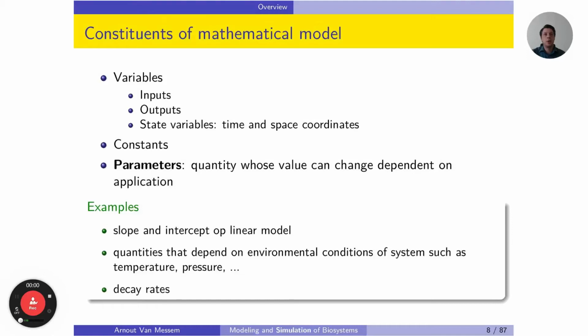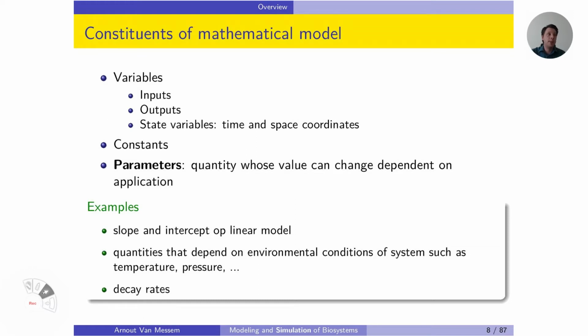So what are now the constituents of a mathematical model? We distinguish three types of constituents: the variables, constants, and the parameters. Within the variables, we have the input variables. Basically, those are the quantities that will influence our outcome and the one that we will measure.